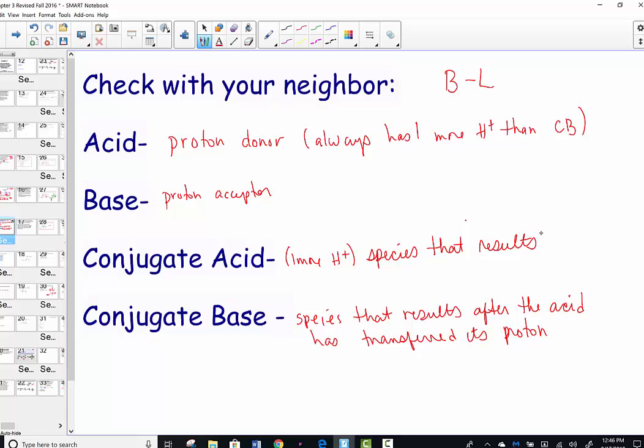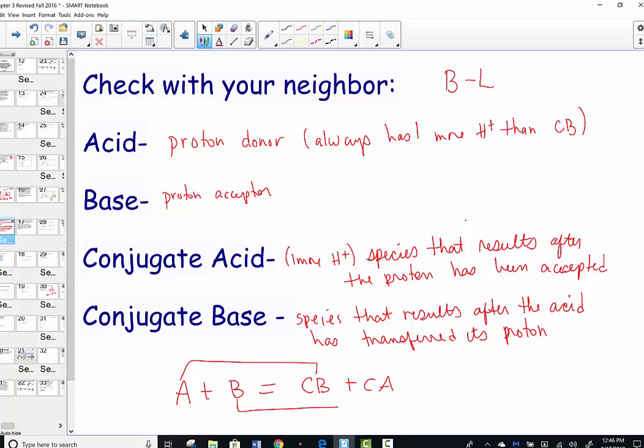So, again, it's the species that results on the product side. Acid and base are always on the left side of the arrow, conjugates are always on the right side of the arrow. So this is the species that results after the proton has been accepted. So we always look for these pairs in the Bronsted Lowry acid-base theory. An acid plus base will always equal a conjugate base plus a conjugate acid, just to think about the partnering.